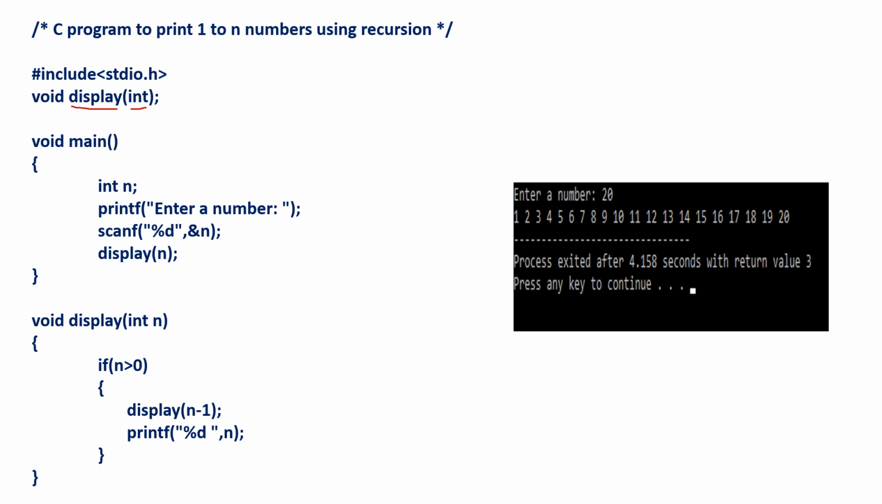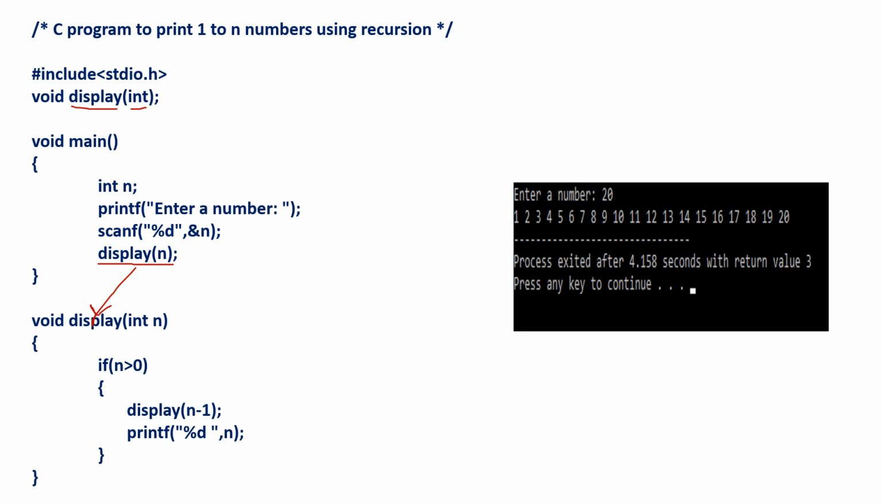In the main function we have taken the number, in this particular case 20, and then we have called the function display of n. That means we are calling the display function and passing the n value. The display function has code: if n is greater than 0, this is the base condition, then it calls the same function, display of n minus 1. After calling the display function, it prints the n value. This is the recursive code for printing 1 to n numbers using recursion.